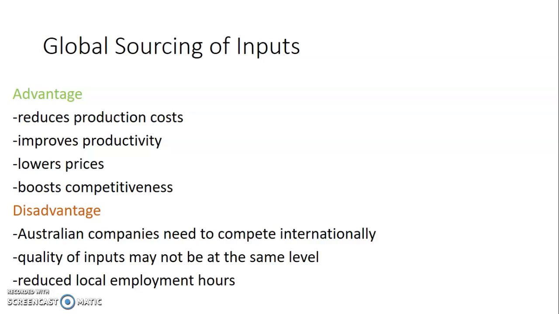But the bad things about this is if we suddenly start selling things internationally or getting products internationally, it means we need to compete against international businesses, which causes an issue because they might be cheaper or they might be able to do it better. The other key thing is inputs may not be on the same level. If we get something from a country that is known for not really high quality, e.g. maybe China or things like that, that could impact our overall output. And also it stops Australian jobs, which we know is a bad thing for our economy overall.